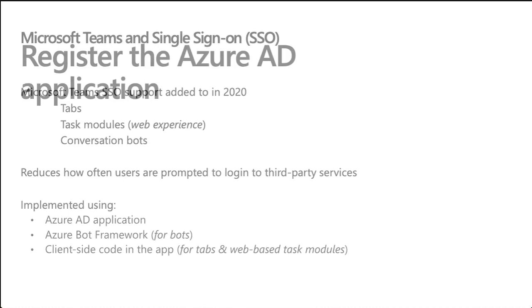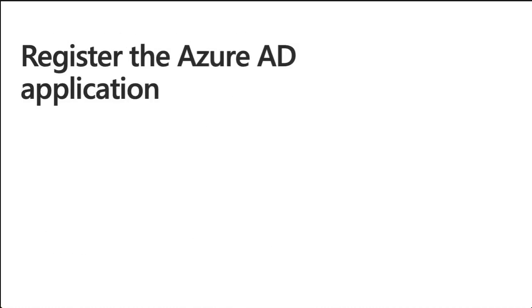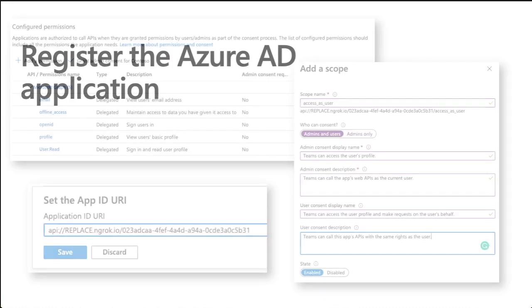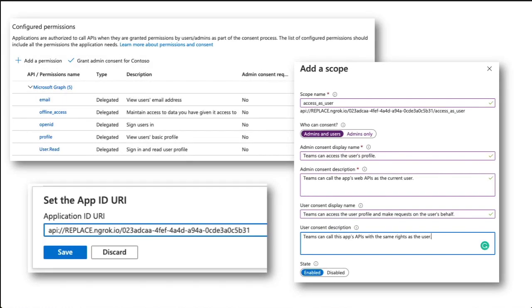So let's look at each one of these things individually, and we'll start with registering an Azure AD application. The first step is to register an Azure AD application for the Microsoft Teams app. Now, the developer tools provided by Microsoft include a process that will register the Azure AD application with all the required settings during your development process.